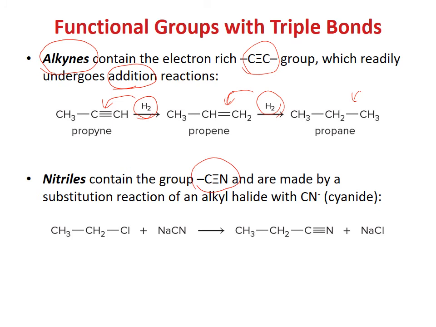CN triple bond compounds are called nitriles. Nitriles are made by substitution reaction of an alkyl halide with a cyanide. Sodium cyanide in solution forms sodium ion and cyanide ion. The cyanide ion has a CN triple bond with a lone pair of electrons on carbon. So this lone pair attacks the carbon, replaces chlorine, and forms a nitrile.